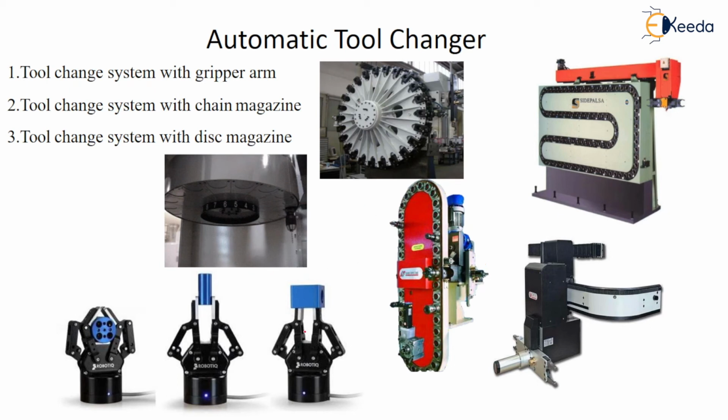If you observe, these are the gripper arm system where the grippers are connected, and this is the magazine system. This is the chain magazine system, while this is the disc or circular magazine system. And this is our rotation mechanism, which is mostly used for tool change purposes. And this is also a chain.